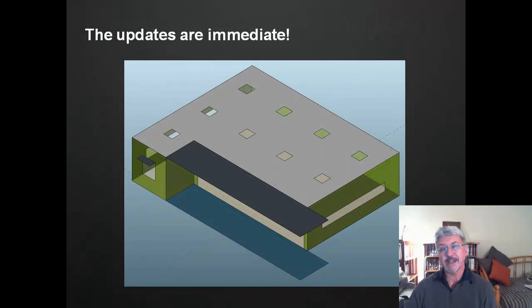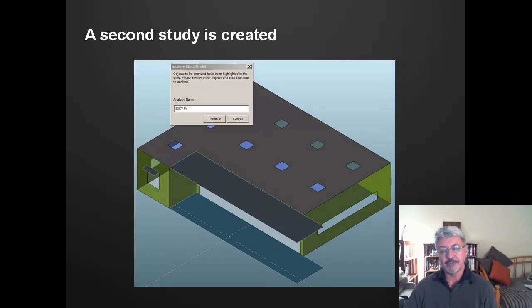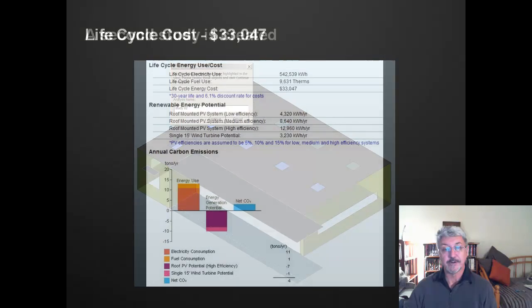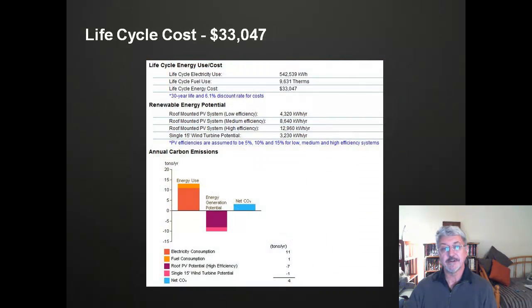So if I push it back, my updates are applied immediately, and then I can run the second study to see how it compares with the larger building that I had before. So I run the second study and I find out that there's a saving in the life cycle cost, which you'd expect, the building's smaller, and a saving in the net CO2. But I can quantify this, right?